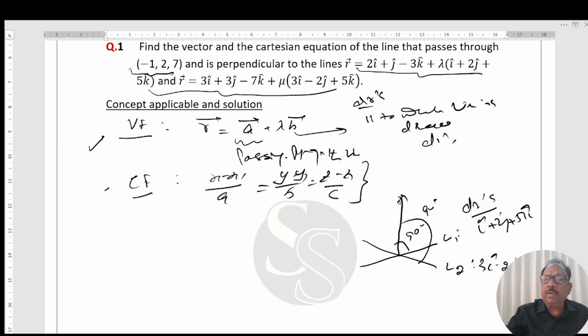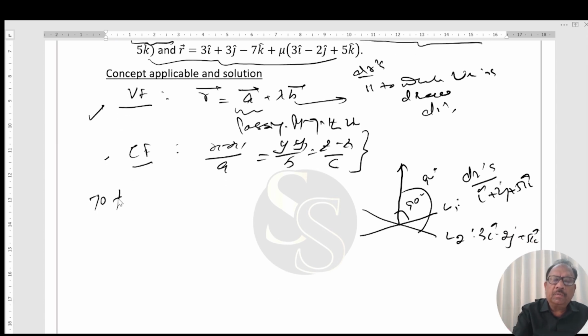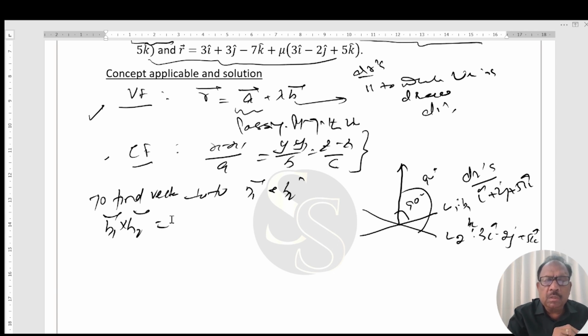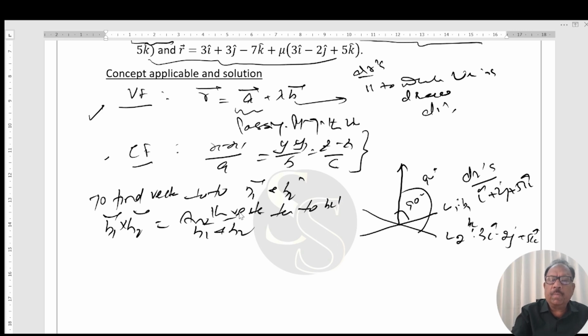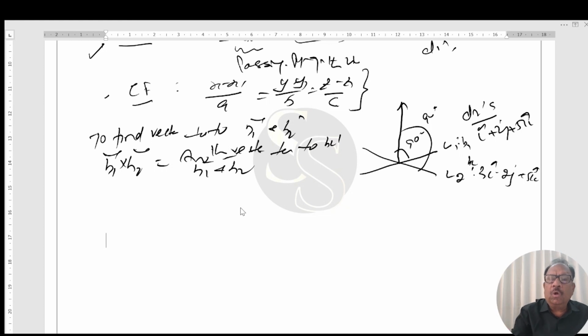Means we have to find vector b perpendicular to both, this is b1, this is b2. You know b1 cross b2 is another vector perpendicular to both b1 and b2, right? Now our purpose is solved. Now find b1 cross b2. That will act as b for the line to be found.